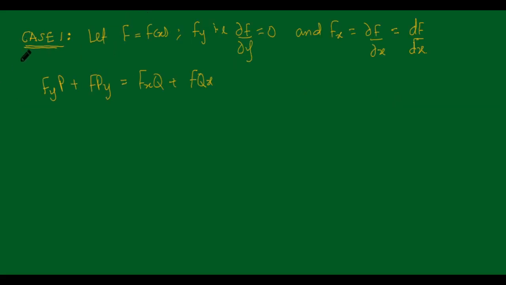So you can easily refer to this from equation asterisk, we have this. So let's substitute the values that we know. So we know that f_y is 0. So this expression automatically becomes 0. So we now have f p_y to be equal to q df/dx plus f q_x.